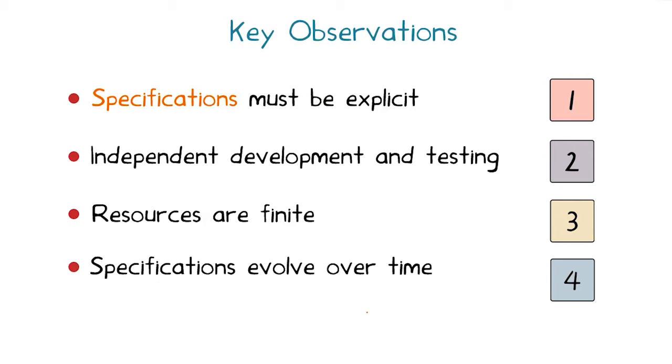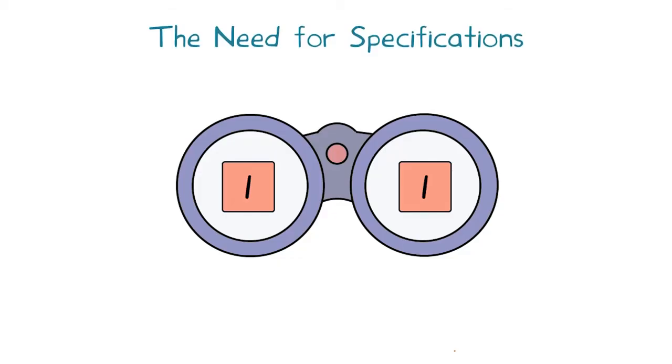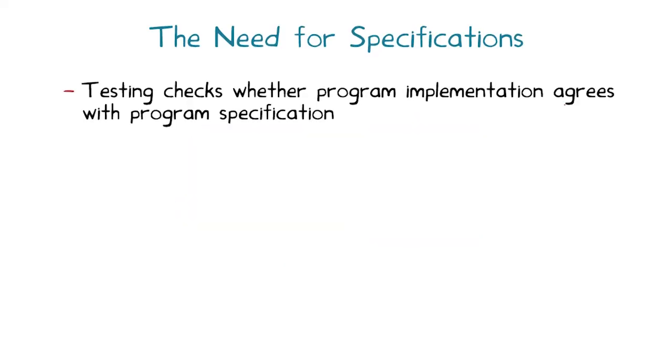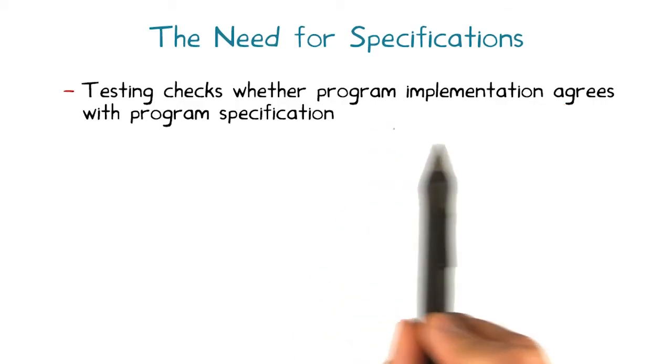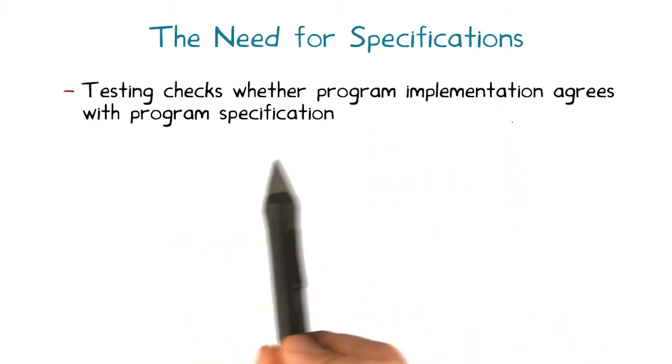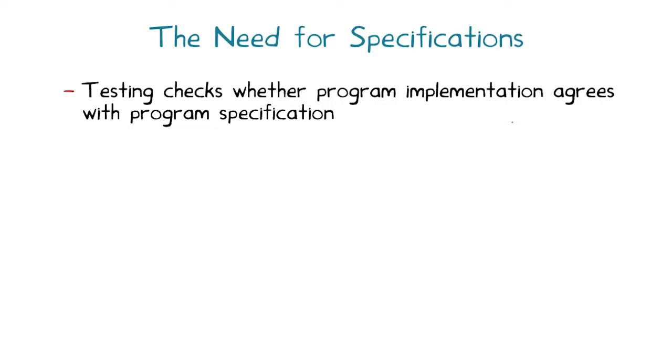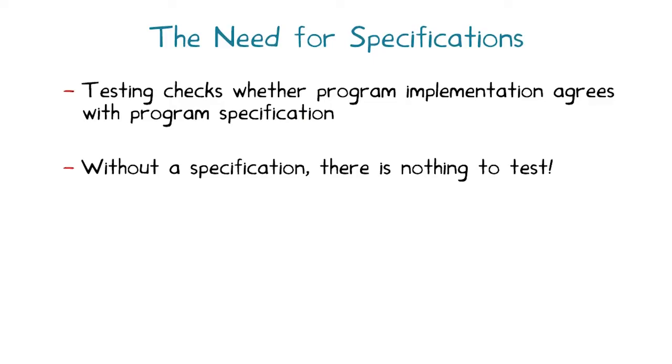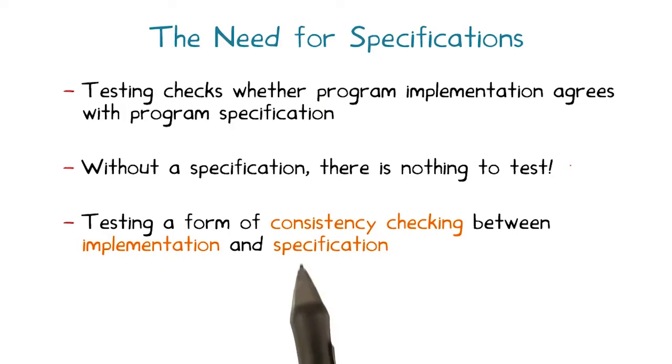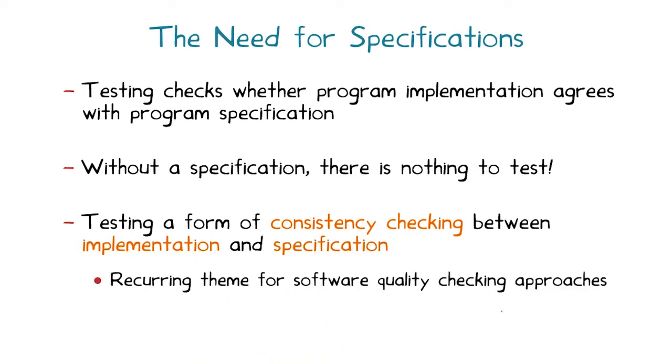Let's delve deeper into each of these observations. The first observation from the scenario we saw was that specifications must be explicit. This is because the goal of testing is to check whether the implementation of the program agrees with a specification of the program. We will come to the topic of what specifications look like shortly. But the main thing to note for now is that without a specification, there is nothing to test. Testing then can be viewed as a form of consistency checking between the program's implementation and the program's specification. This is a recurring theme for all software quality checking approaches, including testing.